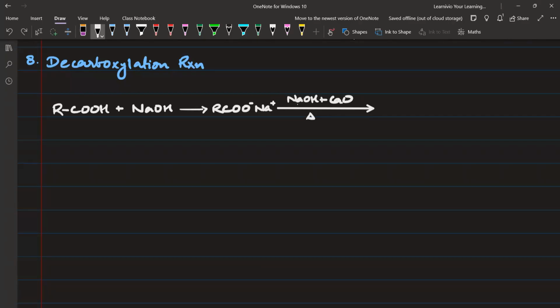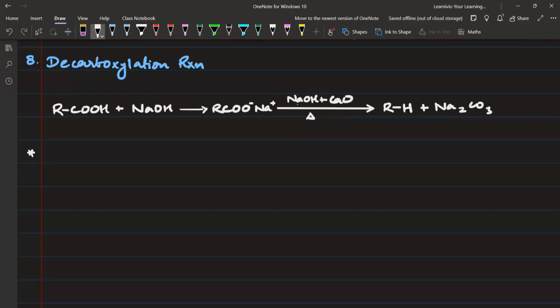And what you are going to get is RH. So if the carboxylic acid is having 5 carbon atoms, I will get an alkane which is of 4 carbon atoms, plus we get Na2CO3. ठीक है.